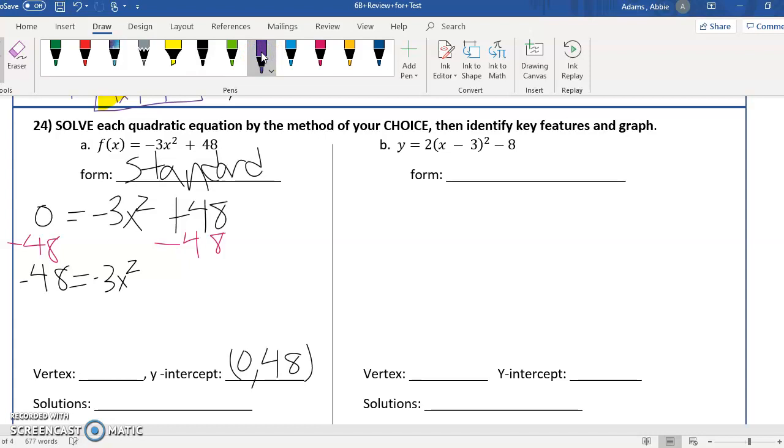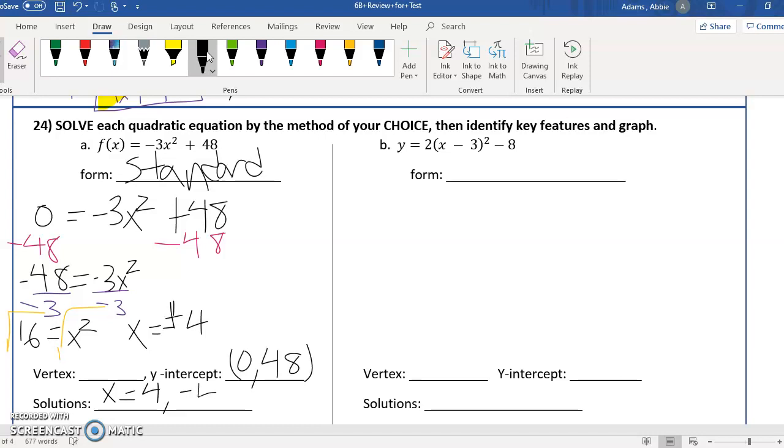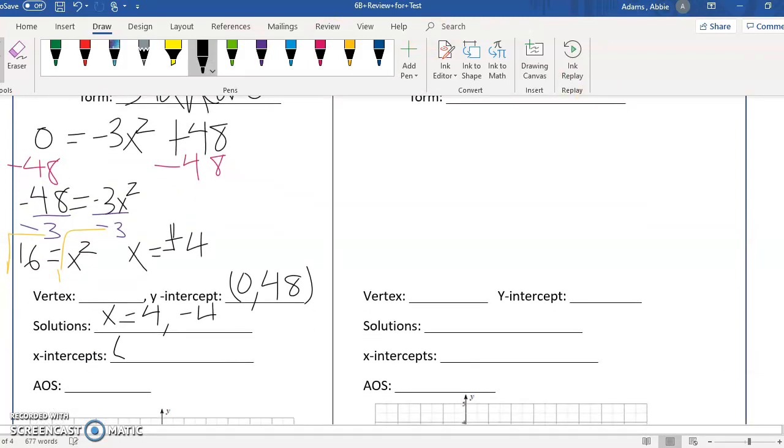And I want to isolate my squared term, so my squared variable here. I'm going to divide both sides by negative 3. Negative 48 divided by negative 3 gives us a positive 16. So I have 16 equals x squared. Then I can use the square root method, so I can take the square root of both sides. The square root of 16 is plus or minus 4. So those are my solutions. X equals plus or minus 4. So x equals a positive 4 or negative 4, meaning that our x-intercepts are at (4, 0) and (negative 4, 0).